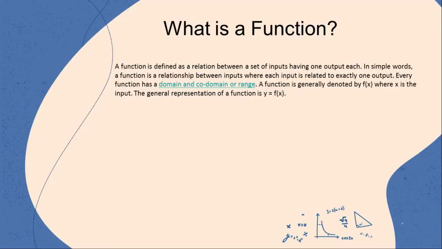A function is defined as a relation between a set of inputs having one output each. In simple words, a function is a relationship between inputs where each input is related to exactly one output. Every function has a domain and codomain or range. A function is generally denoted by f of x, where x is the input. The general relationship between a function is y equal to f of x.